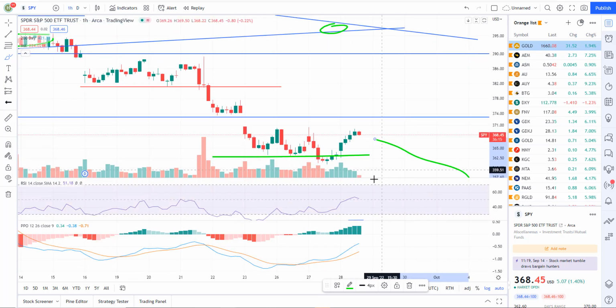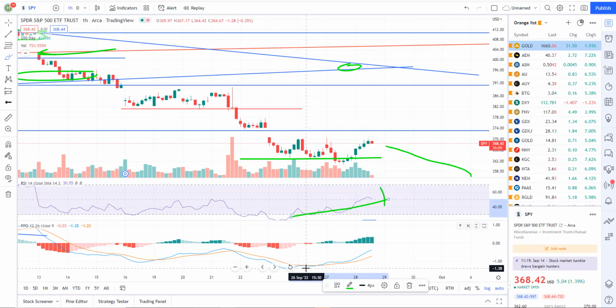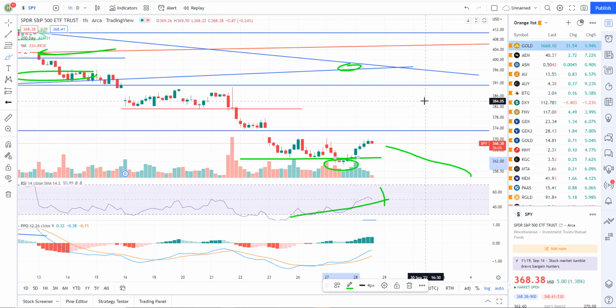On the hourly chart, slight bullish divergence here on the RSI. You'll see it right there, and on the PPO. So that was a divergent low. So again, we could rally. Keep an open mind about it, and we'll see. You guys know my thoughts. I think whether we rally, I think it will be short-lived.